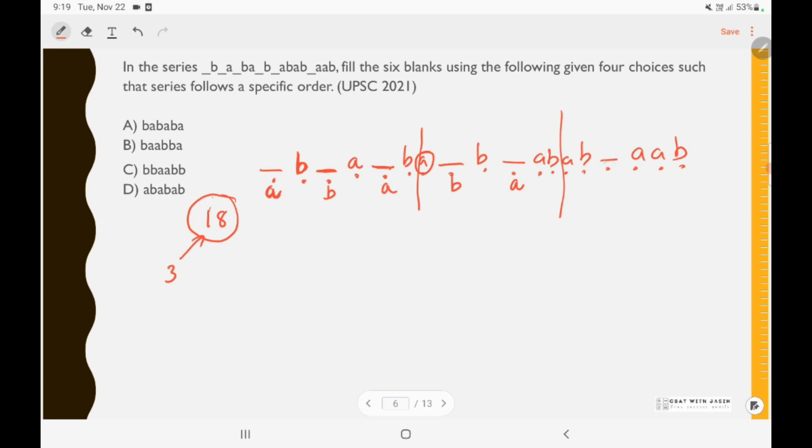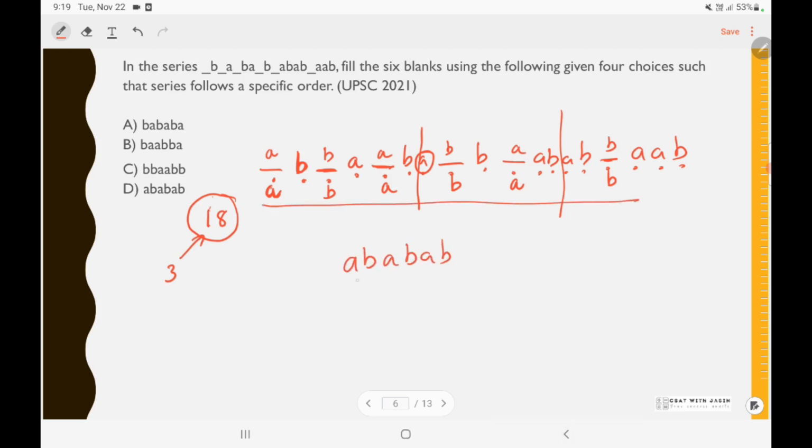Now if you look here, the third letter is B. Now just fill it up. So AB, BA, AB, AB, BA, AB, AB, BA, AB. So that is correct. So our answer will be A, B, A, B, A, B. So this is our answer. Option D is the correct answer. So in this way you can crack these kind of questions very easily.